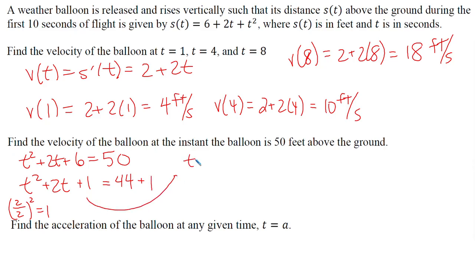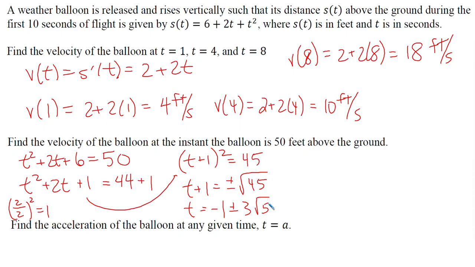So when I factor, I end up with t plus 1 squared equals 45, or t plus 1 equals plus or minus root 45, which ends up giving us t equals negative 1 plus or minus, and if I simplify root 45, that ought to be 3 root 5. And so all we're really being asked of here is to then evaluate the velocity at whichever one of those times makes sense. Well, the first 10 seconds of flight mean that I'm going to have a positive value for t.